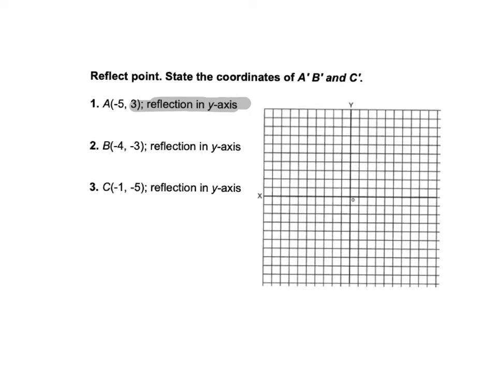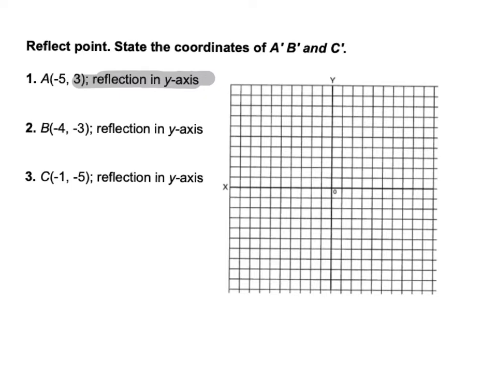So the first thing you should always do is highlight what you're reflecting across. If you're reflecting in the y-axis, we're going to highlight our y-axis so we know that's where we're reflecting across. So if I have the ordered pair -5, 3, and that's point A.